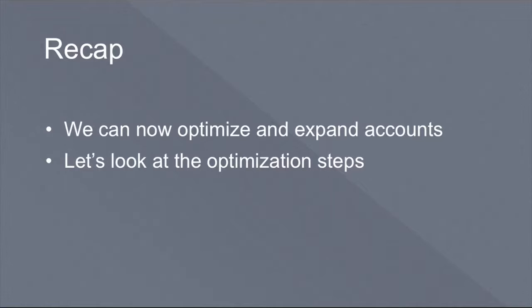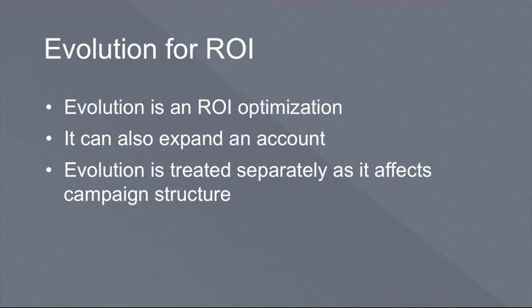We've then looked at how we can optimize a campaign, make the spend that we have more efficient and more effective. What we're going to do here is what's called evolution. Now, evolution sits somewhere between optimization and expansion because it can achieve both at the same time.